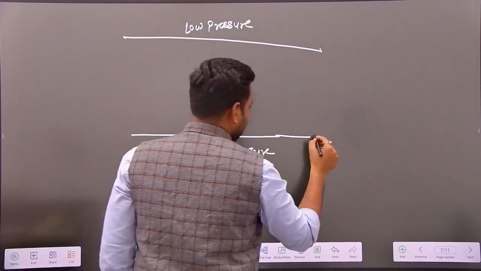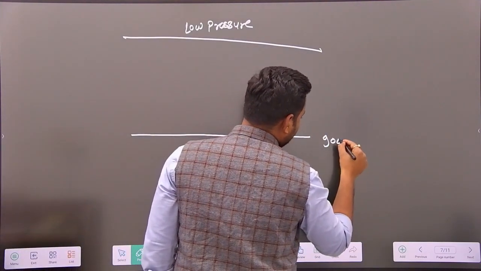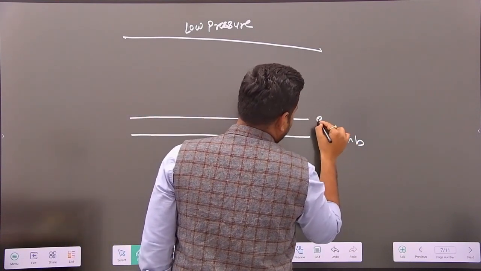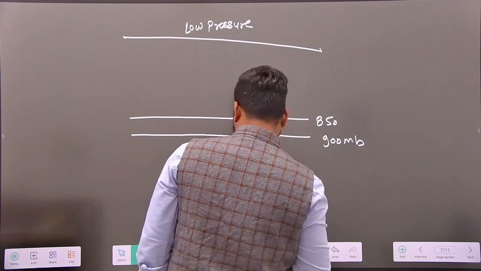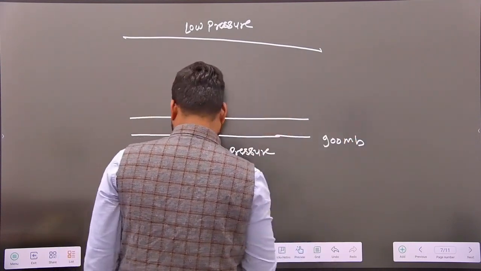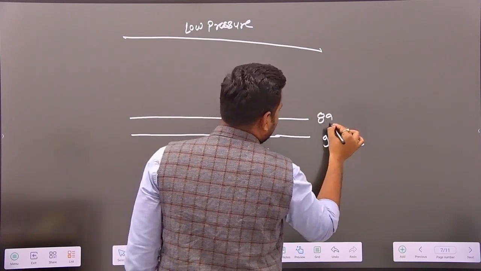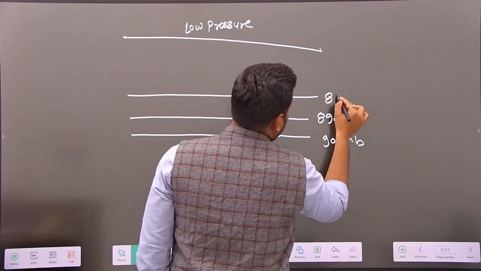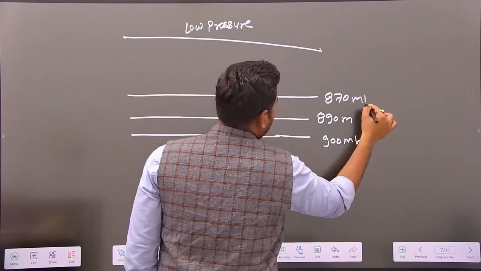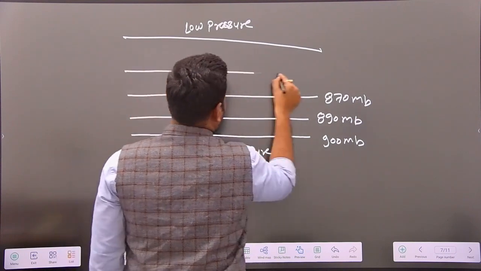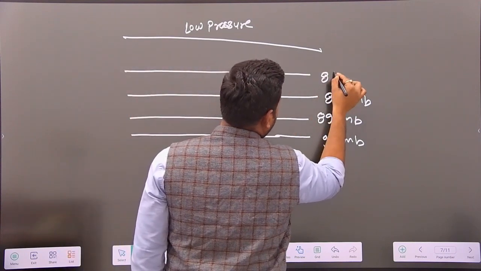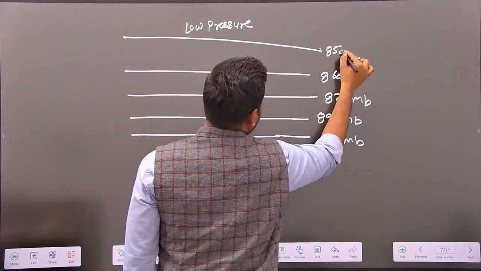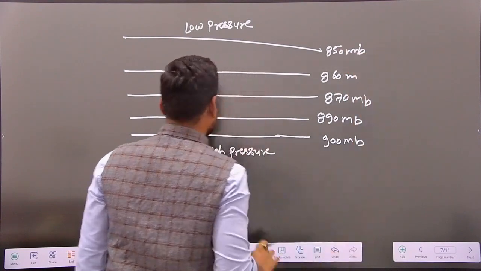Here is a 900 millibar pressure, here is an 890 millibar pressure, here is an 870 millibar pressure, and another isobar which is 860 millibar pressure, and here is an 850 millibar pressure. This is the isobar line.